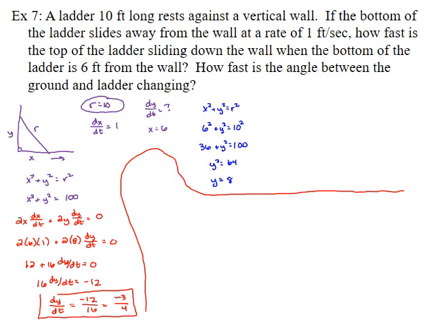So ground and ladder, that would be the lower right-hand side, that's theta. And once again, since you have all your information, it doesn't really matter what trig function you pick. Pick whatever one you want to. Just out of curiosity, I'm going to do sine. So I'm going to say that sine of theta is my opposite, which is y, over my hypotenuse, which is r.